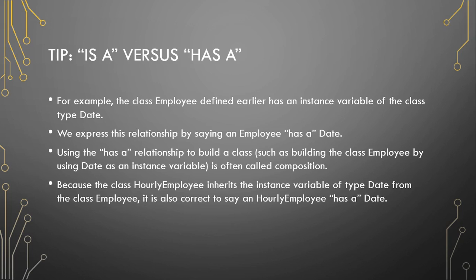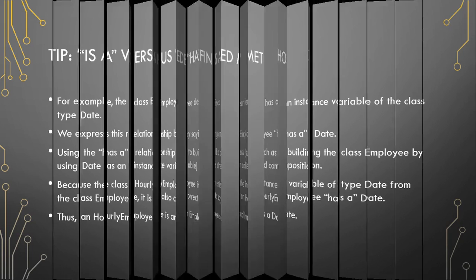Now, because the class HourlyEmployee inherits the instance variable of type Date from the class Employee, it is also correct to say that an hourly employee has a Date. Thus, an hourly employee is an employee and it has a Date. Now, in this case, it's a Date object.